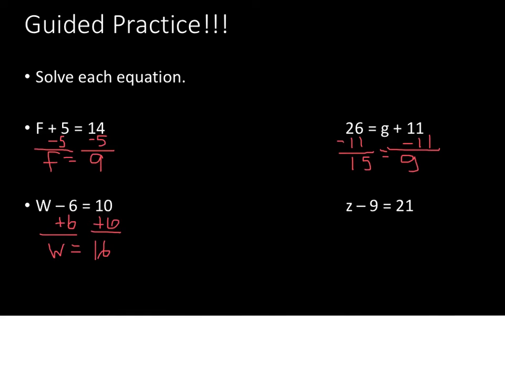And finally I have z minus 9 equals 21. So I'm going to add 9 here and get z all by itself. I'm going to add 9 here, and that's 30, and 30 minus 9 is 21.